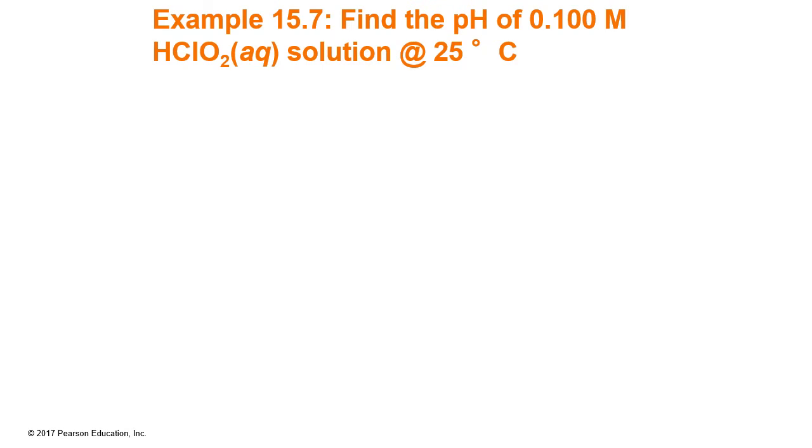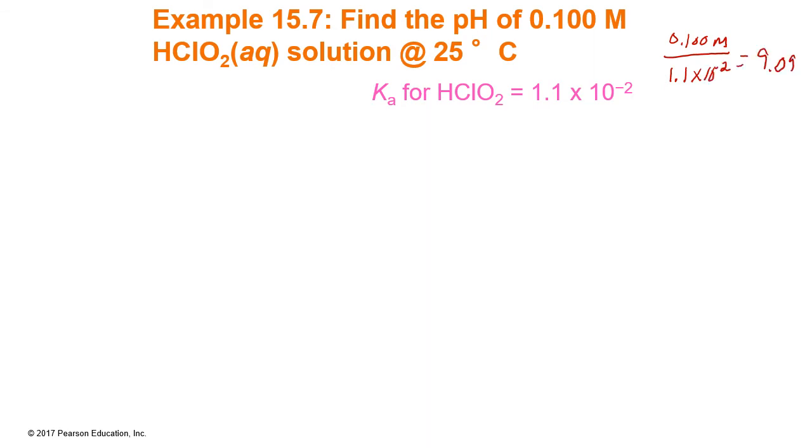Okay, let's try another example. Let's find the pH for our acid. We'll compare our initial concentration to our Ka, and we find that the value is 9. This is not large enough to ignore the X.